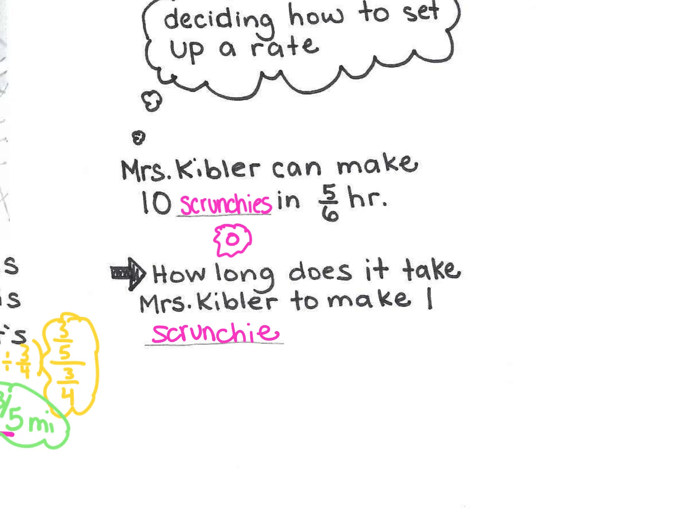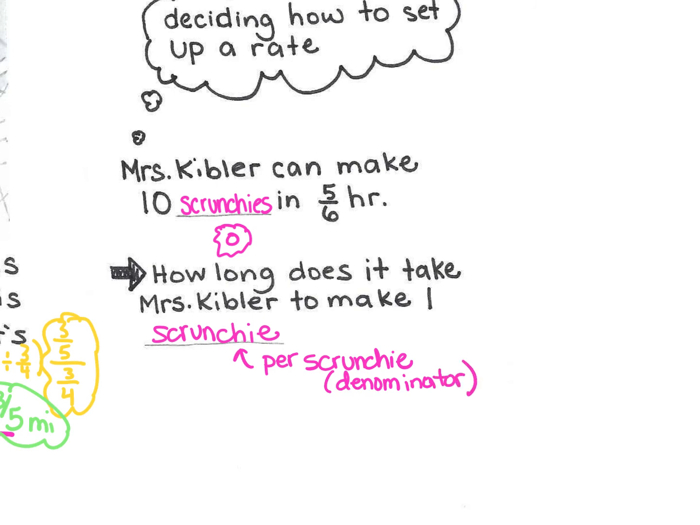When we think about this, we want time per scrunchie. Per scrunchie means that the scrunchie is going to go in the denominator. You should write that down. Per scrunchie means that's going to go in the denominator, and that's how I'm figuring this out.